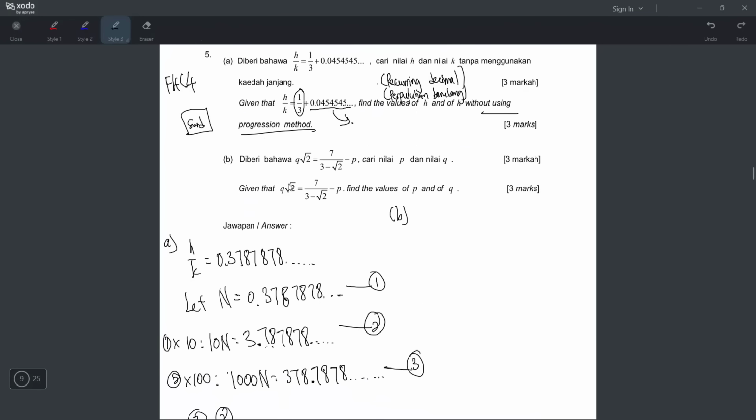Now let's do B. Given that Q square root 2 equals 7/3 minus square root 2 minus P, find the value of P and Q. They said P and Q, but they only give us one equation, and in one equation there is P and there is Q. So maybe we have to compare, because when there's more than one unknown in the equation, usually we have to compare, right? Okay, let's not worry about those things first. I will first write down the Q square root 2.